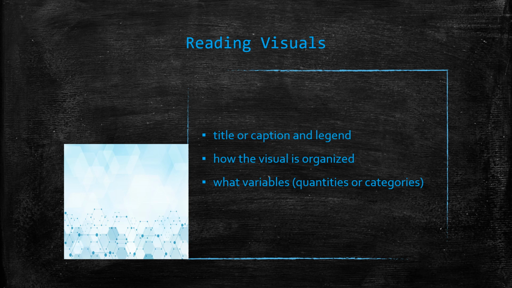The second one is determine how the visual is organized. For example, by looking at the column headings if it is a table, or looking at the vertical and horizontal axis if it is a graph. Third, determine what variables, which may include quantities or categories, the visual is illustrating. Identify the pieces of information being compared or the relationship being shown. And note any symbols and abbreviations used.